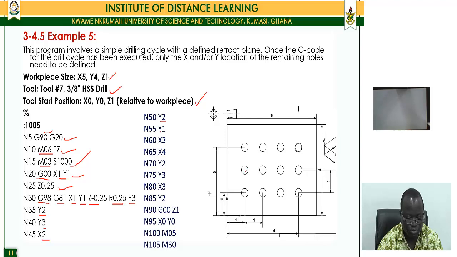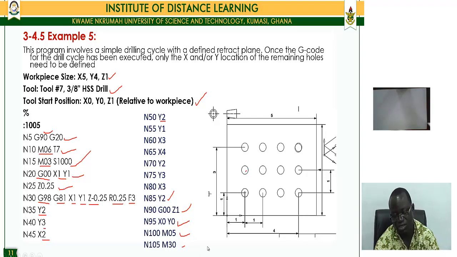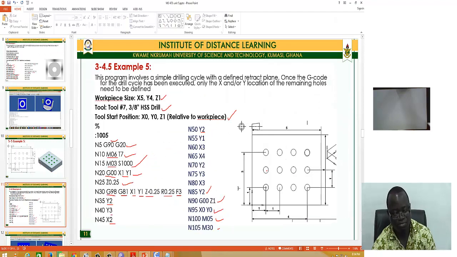And move to X2. So it's just changing the coordinates and doing the same G81 command, Y2, Y1, all the way through, so it completes all these 12. So you have 12 command lines which are being captured. And then the tool moves home to the home position, that is completing the drilling, and then it goes to X0, Y0, and then spindle off and program end.